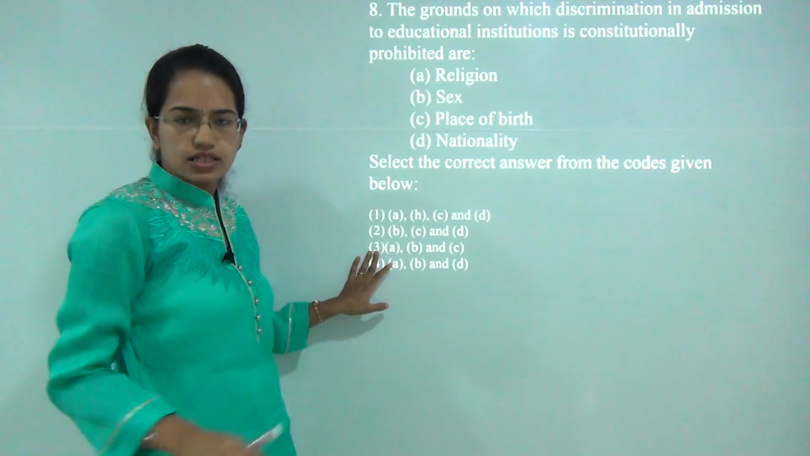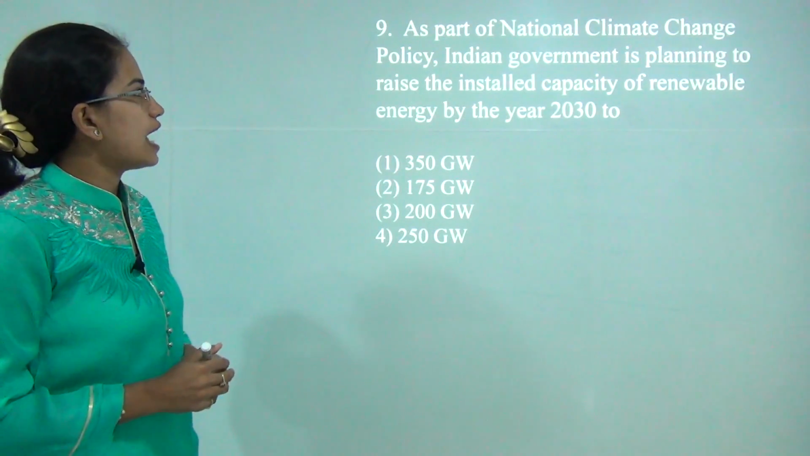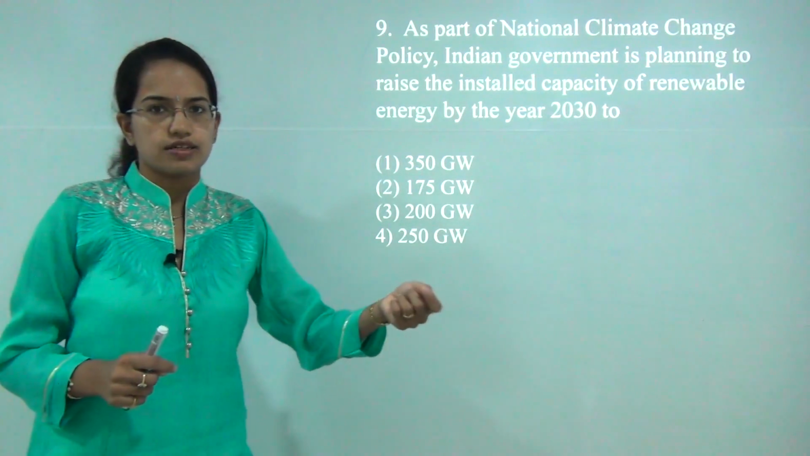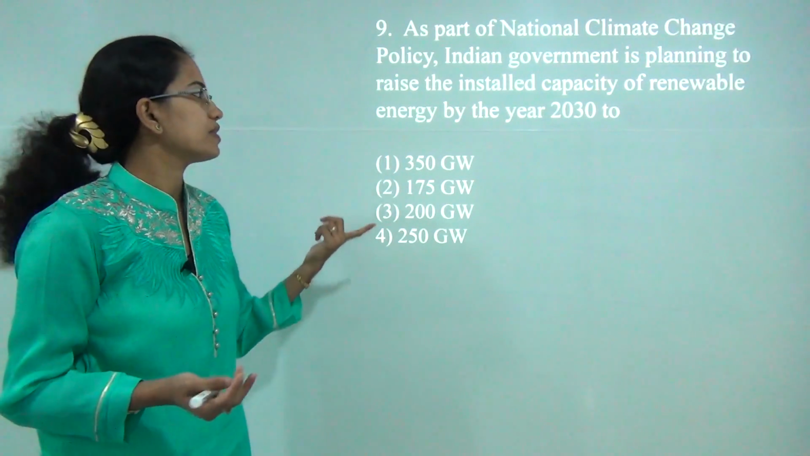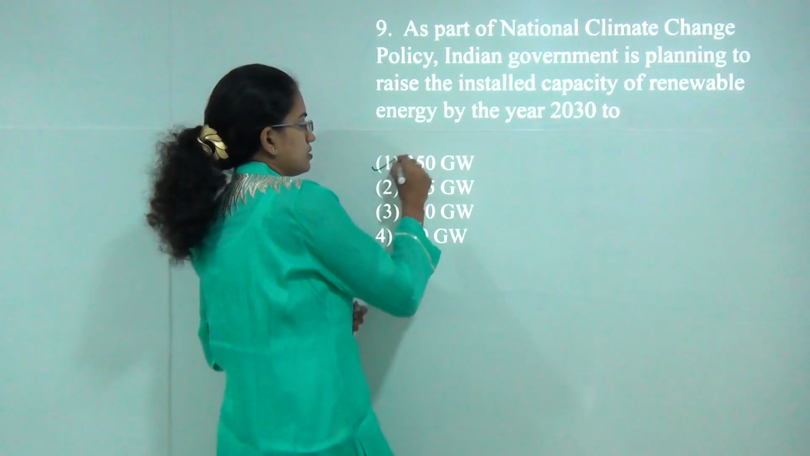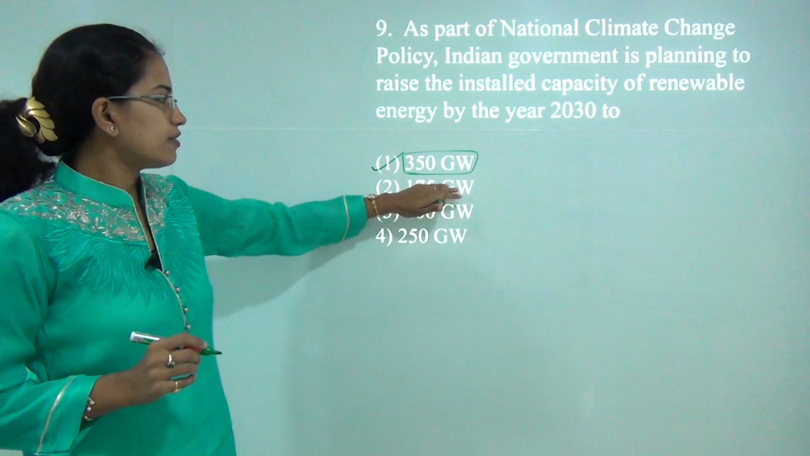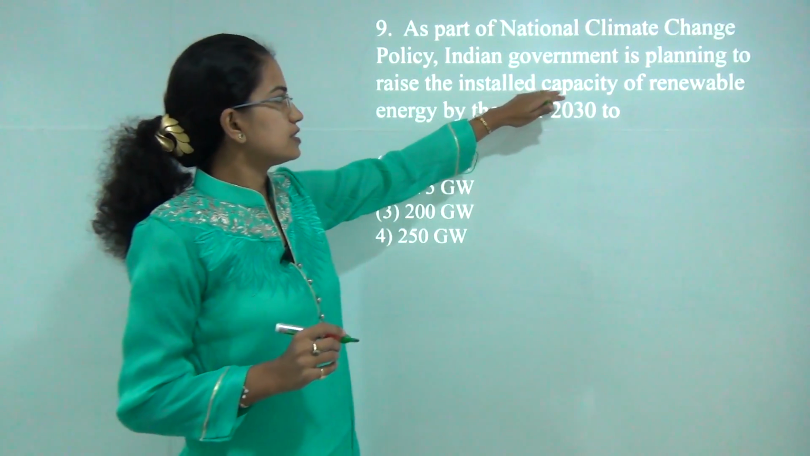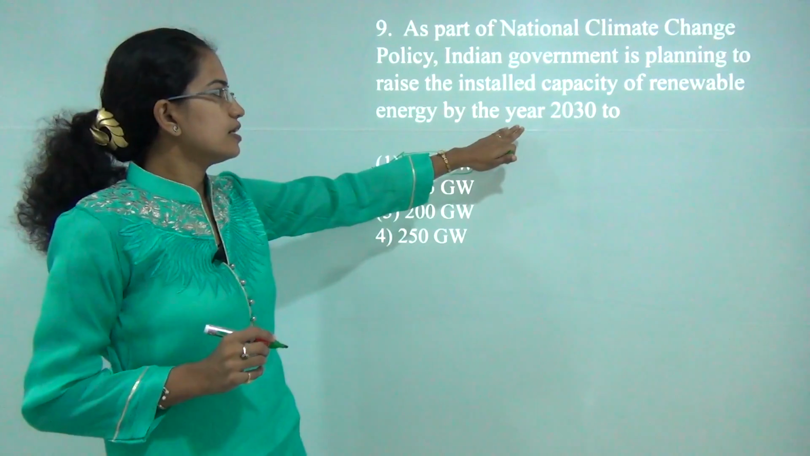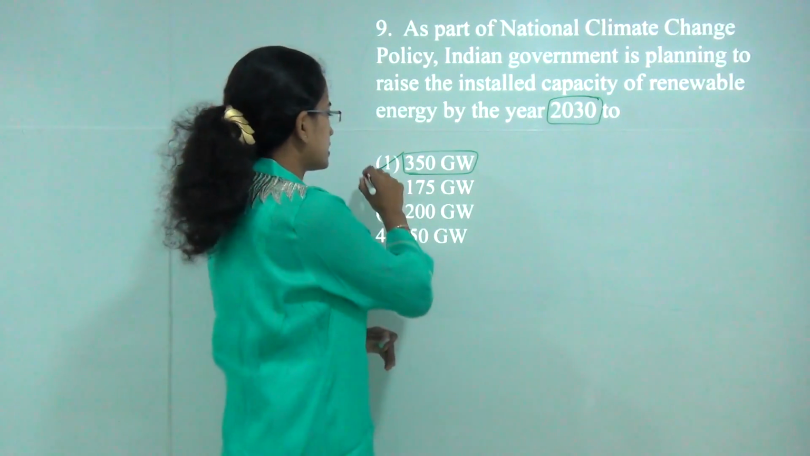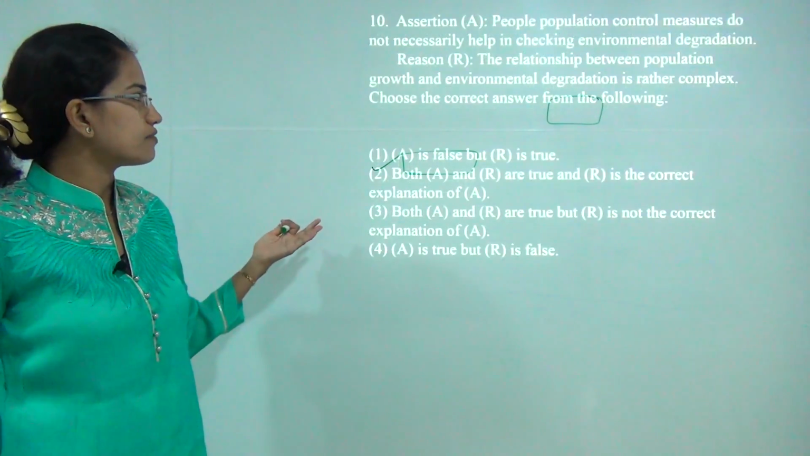That's choice 3. The next is, as part of the National Climate Change Policy, this is something to do with a recent development. So you must be good at current affairs. So the current limit that India has set is 350 gigawatts for installed capacity of renewable energy, which is aimed by 2030. So that's the correct answer based on the current affairs question.